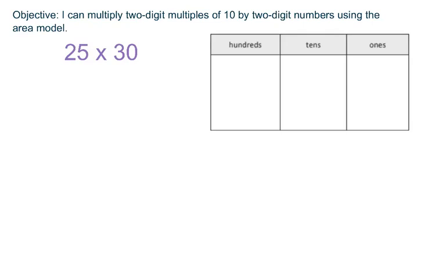Welcome to Module 3, Lesson 35, where we're going to be taking our skills of multiplying two-digit multiples of 10 by two-digit numbers with the place value chart and are now going to be performing that in the area model. So using that area model that we used last week and now performing the two-digit by two-digit within the area model. To refresh our memory on what we did yesterday, we're going to complete this problem 25 times 30 in the place value chart.